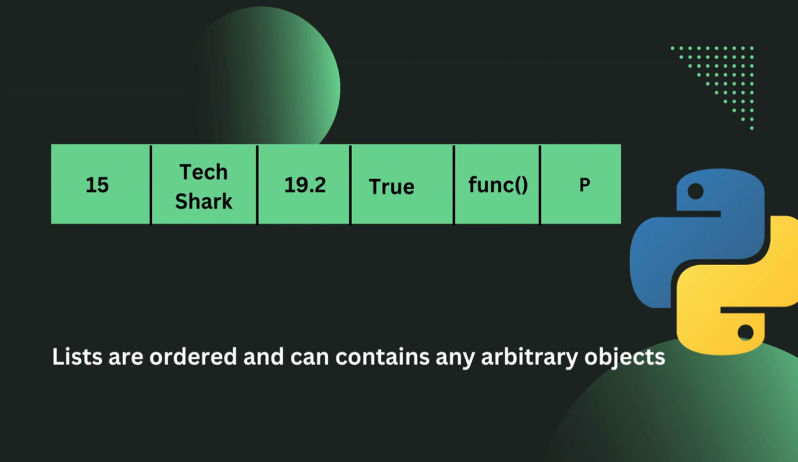That means the order in which you insert the items into the list, that order is maintained unless you explicitly change the order by doing some operations on the list.